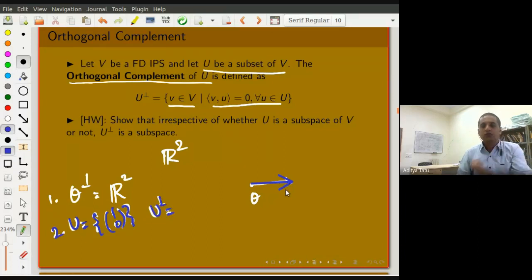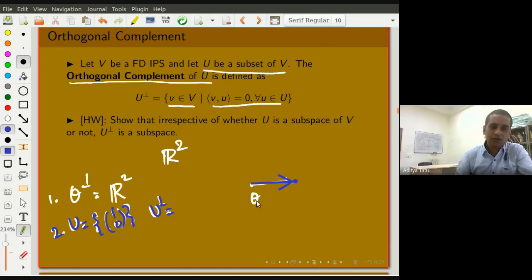If this is my U, this single vector, what all vectors are orthogonal to it? I'm assuming the usual Euclidean inner product. Please be careful. The definition of orthogonal complement depends crucially on the definition of inner product. Unless the inner product is defined, you cannot find the orthogonal complement. For now, assume that whenever I do not specifically define the inner product, it is the usual inner product that you are familiar with.